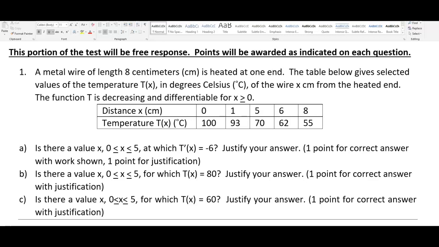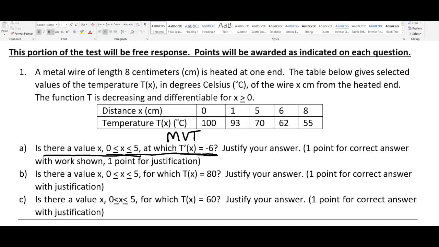All right, part A. Is there a value x on the interval from 0 to 5 at which T prime of x equals -6? Now, whenever they ask you if there is a value on an interval where the derivative equals something, that's MVT. Okay? Justify your answer. So now, this is very important, you guys. I hope you're watching the video. We'll probably mention this as we go, but basically, when you're doing an FRQ, you have to justify that you are allowed to use the MVT first, and then you apply the MVT.